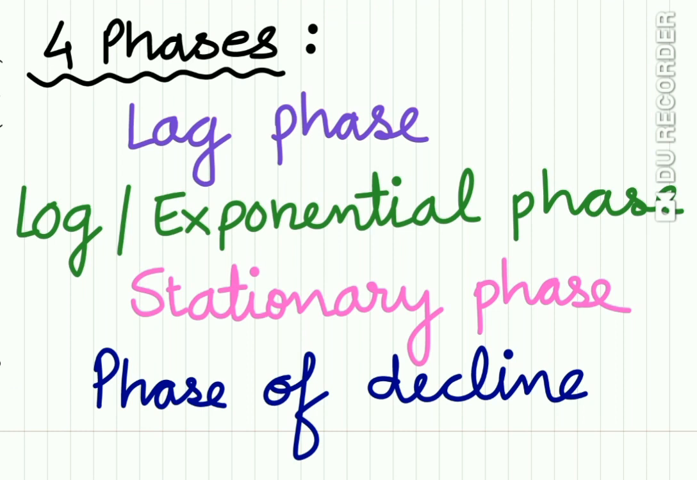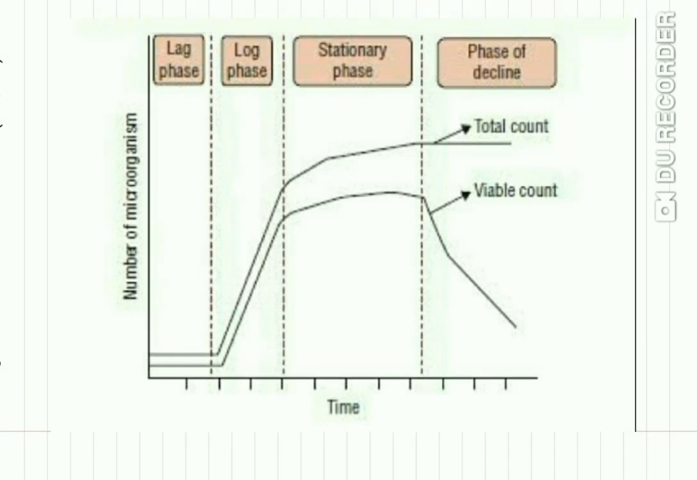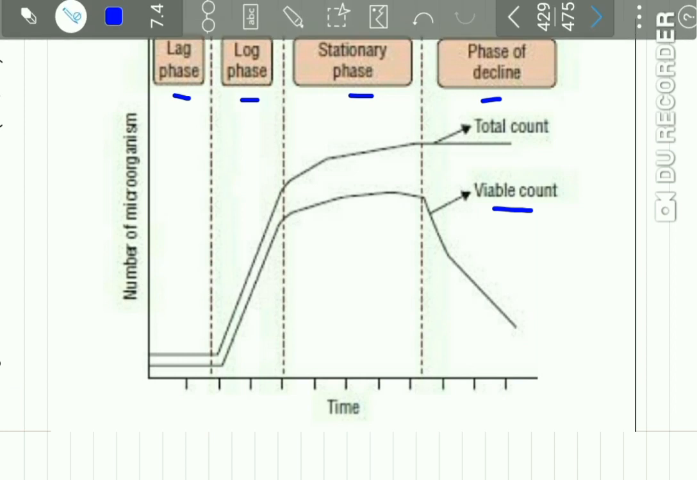Now this bacterial growth curve can be divided into four phases: the lag phase, the log or the exponential phase, the stationary phase and the phase of decline. So this is the diagrammatic representation or graphical representation of the bacterial growth curve, viable count. So it is divided into four phases: the lag, log, stationary and the phase of decline. Now let us study each of these phases in detail.